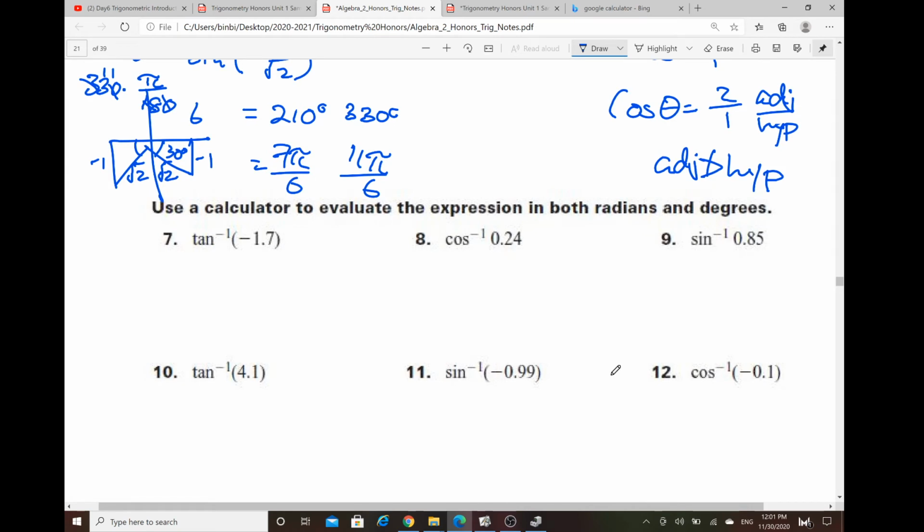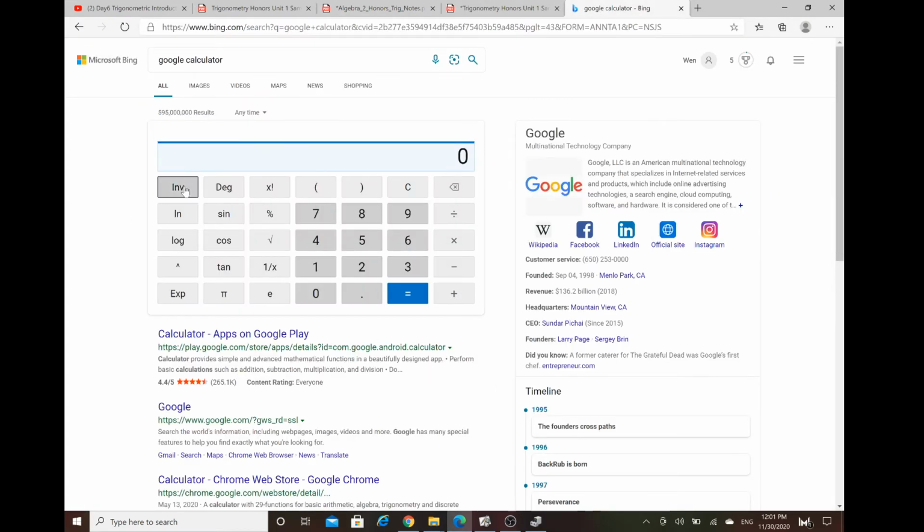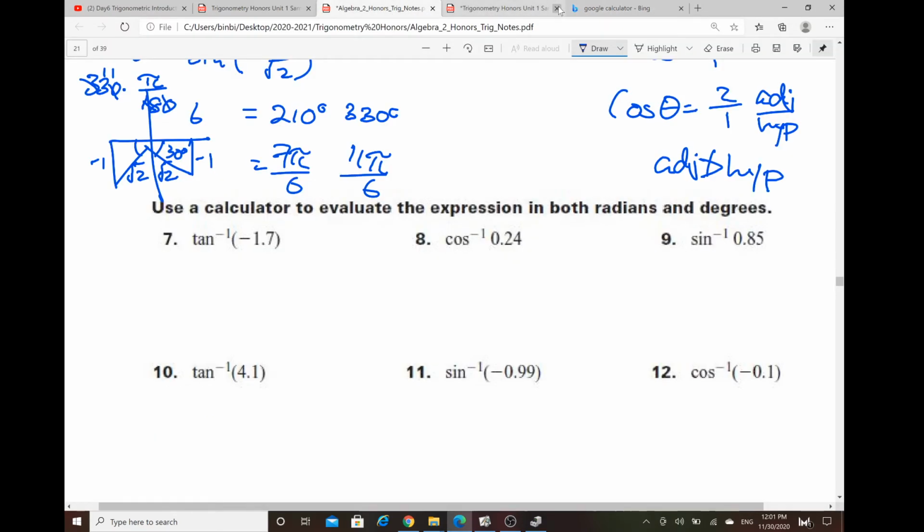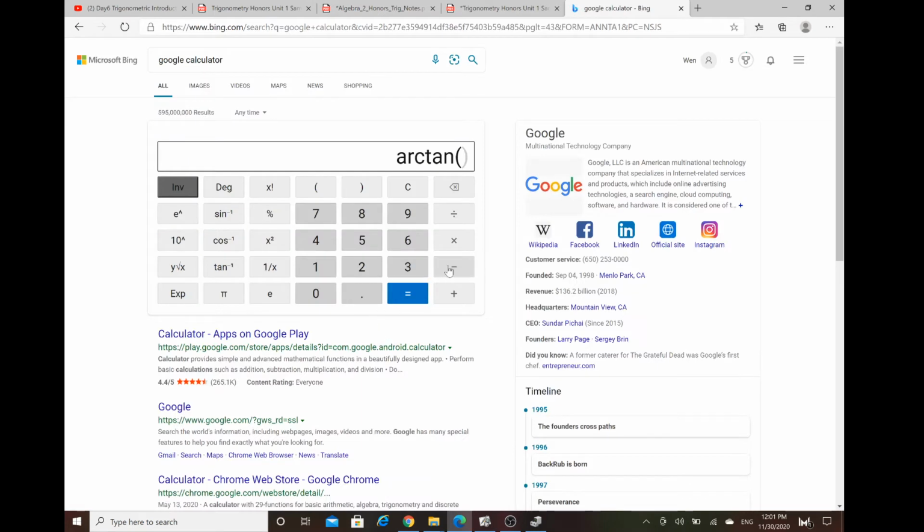And now use a calculator to evaluate the expression in both radian and degree. So inverse of tangent of negative 1.7. So let's put it into the calculator. So inverse tangent of negative 1.7. Well, this one shows arctangent, which is the same as inverse of tangent.